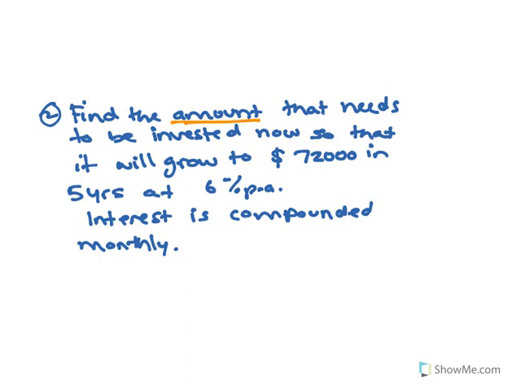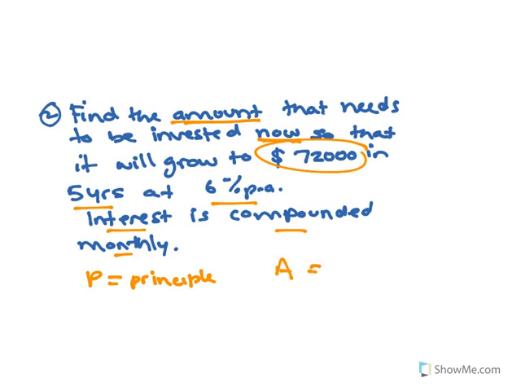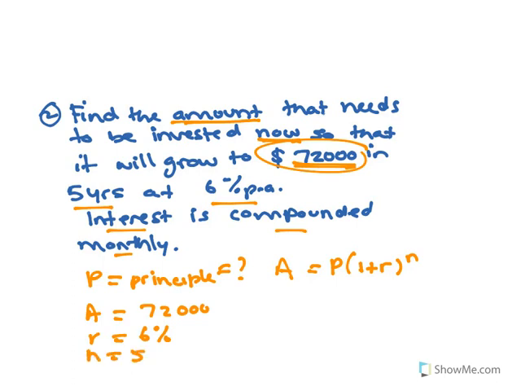Okay, so we're going to find the amount that we need to invest now. So we're after P, the amount that you put in, the principal. So that'll grow to $72,000 in 5 years at 6% per annum, interest compounded monthly. So that's what we're after, the P. So the basic formula is A equals P, 1 plus R to the N. Now, A is what it will grow to, so that's your 72,000. R is your percentage interest rate, and N is your 5 years.